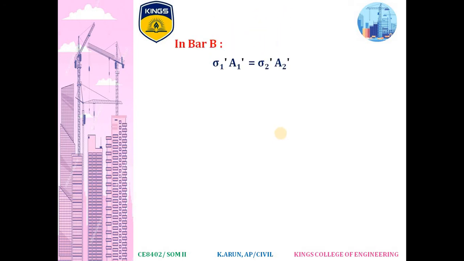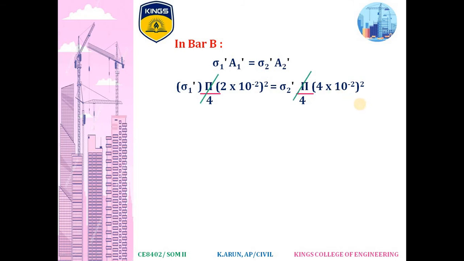So again in bar B, sigma 1 dash A1 dash equal to sigma 2 dash A2 dash. So I am going to substitute the values here. In this case we don't have any stress value, they have not mentioned any values for the stress, so simply I am keeping it as sigma 1 dash. The diameter of portion 1 is 2 cm, so 2 into 10 power minus 2. Similarly for area 2 the diameter of the portion is 4 cm, so 4 into 10 power minus 2.